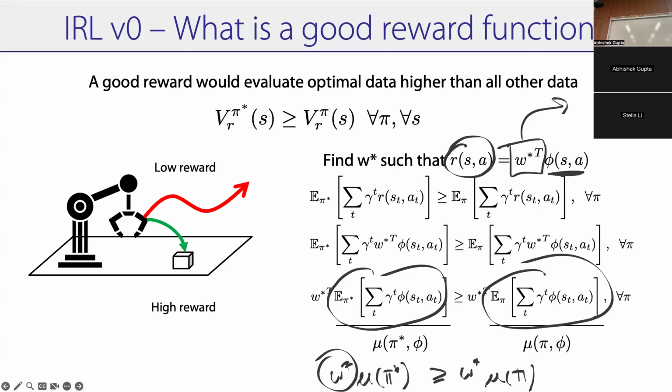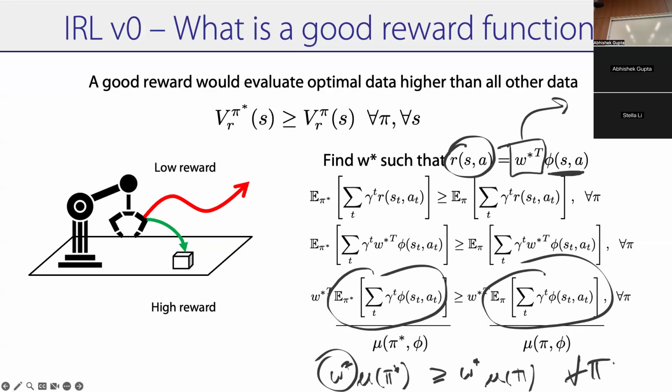There are different features, like one of them is distance from here to here, one of them is how far the block is lifted, one of them is whether the gripper is closed or not. And you want to find a linear combination of those features that gives you a reward. So the condition for inverse RL is that W star times expected features under pi star is better than W star times expected features under pi for all pi. Does that make sense?